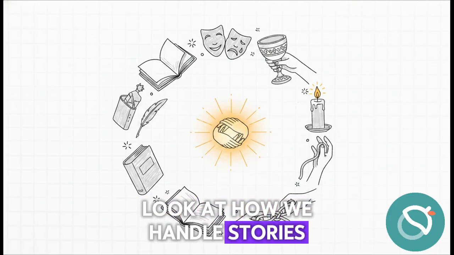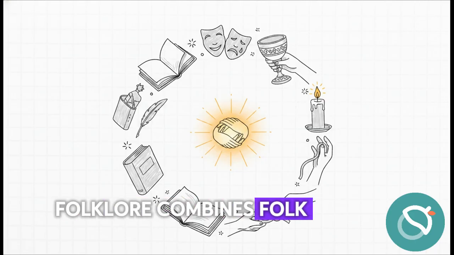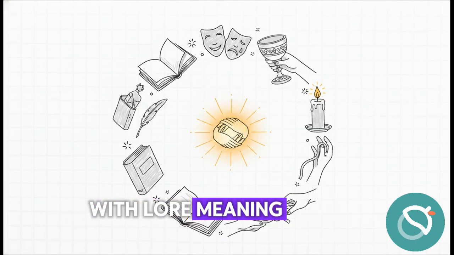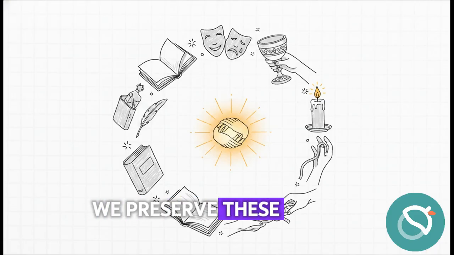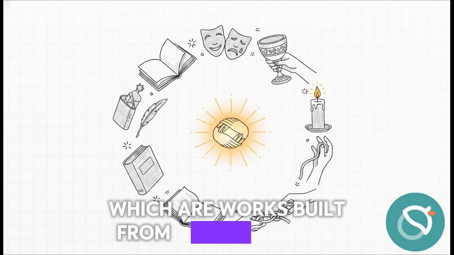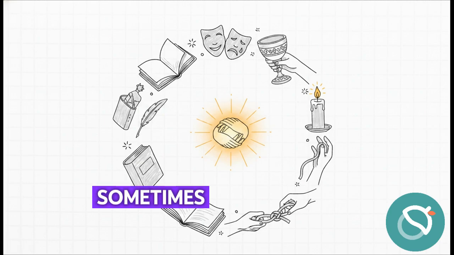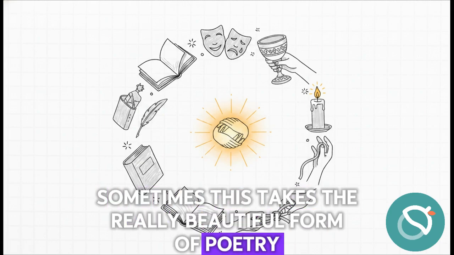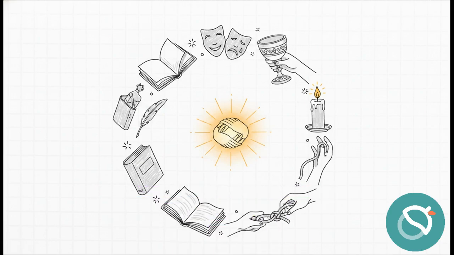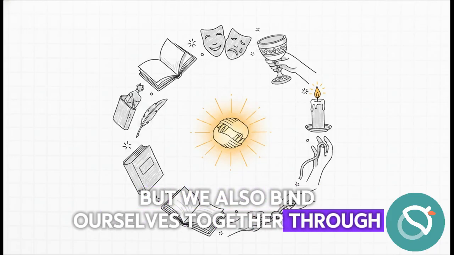Look at how we handle stories. Folklore combines folk, meaning ordinary people, with lore, meaning stories and knowledge. We preserve these stories in literature, which are works built from the root liter, meaning letters. Sometimes this takes the really beautiful form of poetry, the art written by a poet. But we also bind ourselves together through our actions.